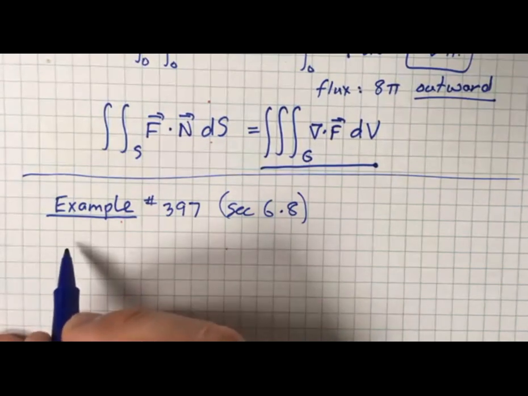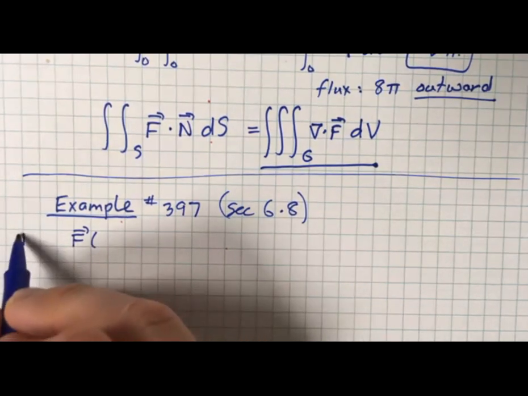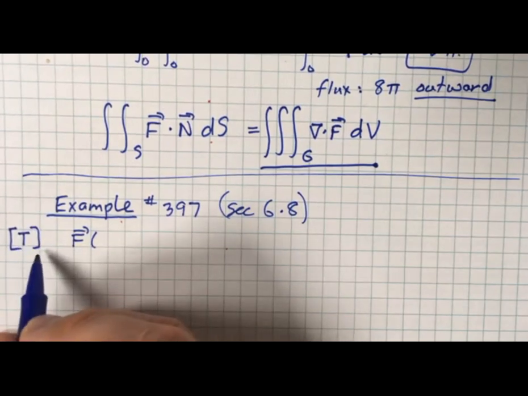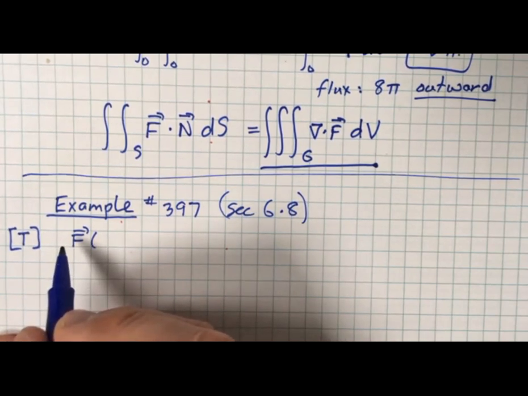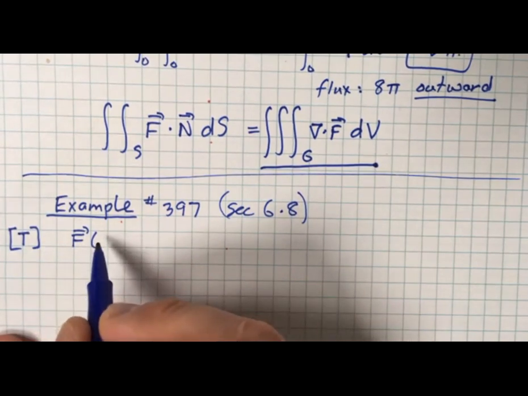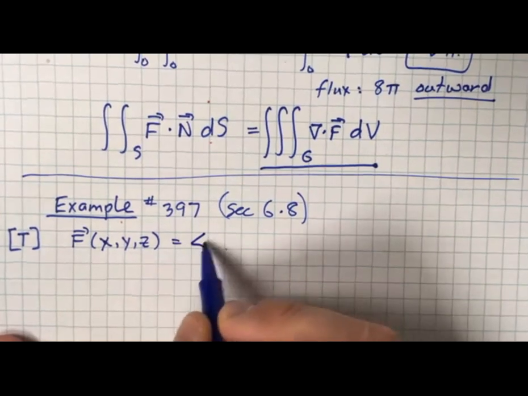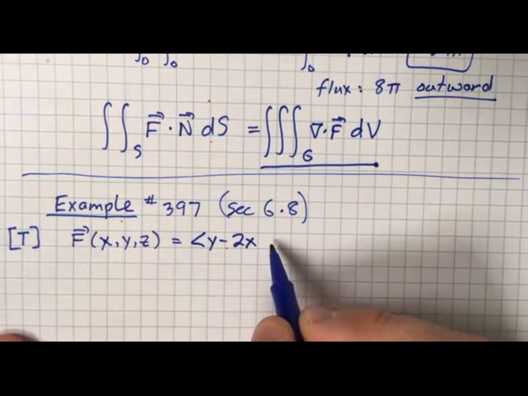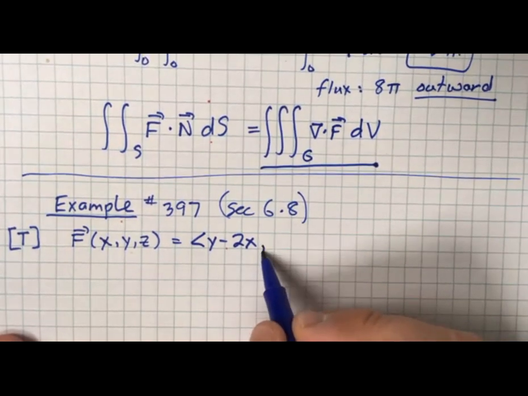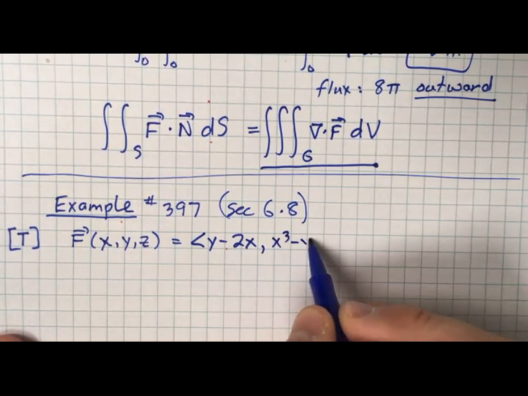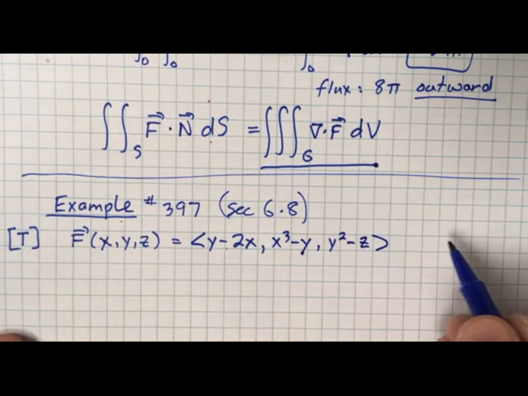So let's say what we have right here is a field. This has got a little T for technology on it. So what I'm expecting is maybe this parameterization is messy. Maybe we'd have a fun time executing the surface integral. And that is one thing I wanted to practice with you, but we just have to take it as it comes. So here's the field F(x, y, z) is y minus 2x, x cubed minus y, y squared minus z. Oh, okay, so this is not what I intended, but it might be interesting. This is certainly easier to do with the divergence theorem than the surface.